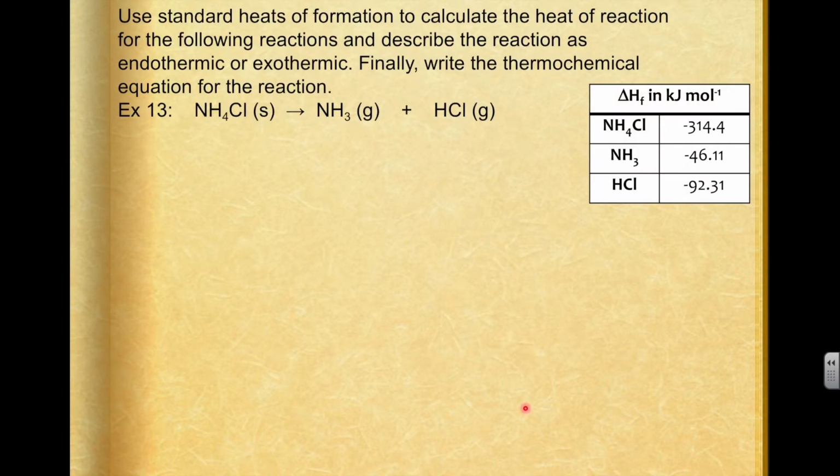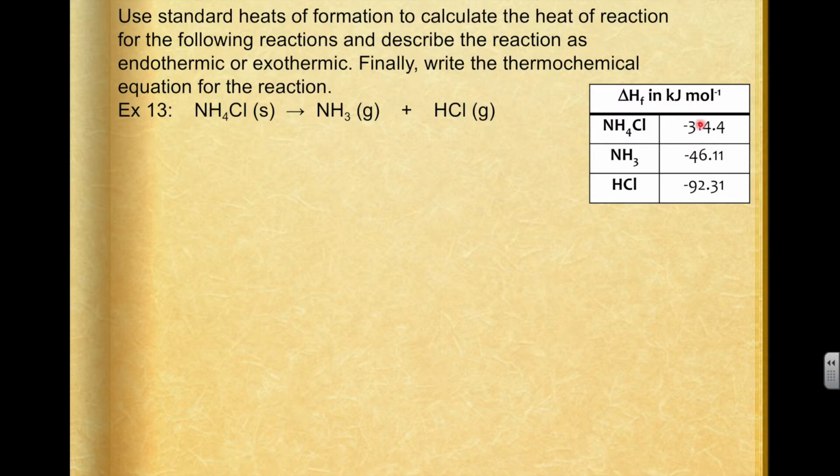We're going to start a little backwards. I know we're supposed to do example 12 next, but we'll do example 13 now. We're going to use the standard heats of formation to calculate the heat of reaction for the following reaction and describe the reaction as endothermic or exothermic. Finally, we'll write the thermochemical equation for this reaction. So you have NH4Cl yields NH3 plus HCl, and over here you have some provided enthalpy of formation values.